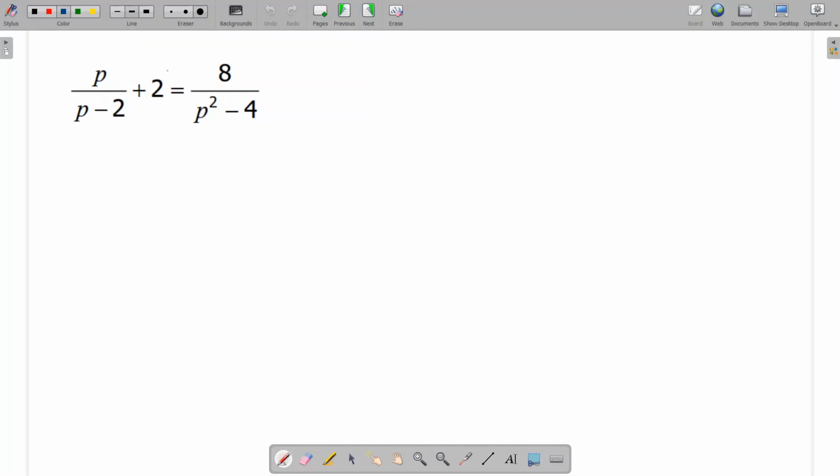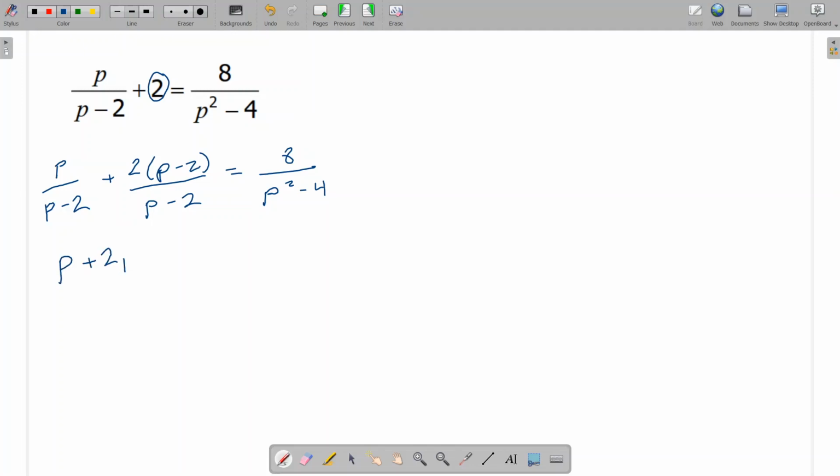Okay, so again, that left side needs combined together. Now, I'm going to have to multiply this piece by p minus 2. Okay, I don't have a lot of room to do that, so I'm just going to rewrite it. Okay, there we go. So I can combine those numerators together now. So p plus 2p minus 4 all over p minus 2.